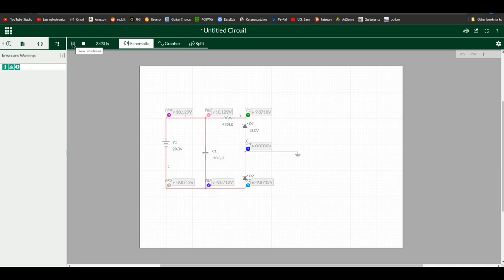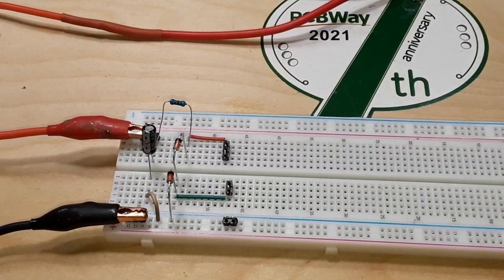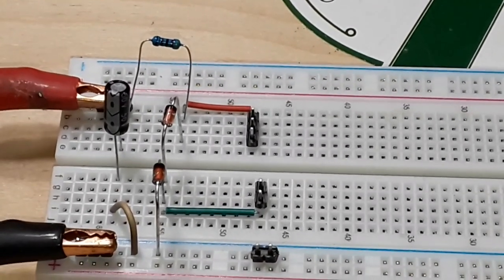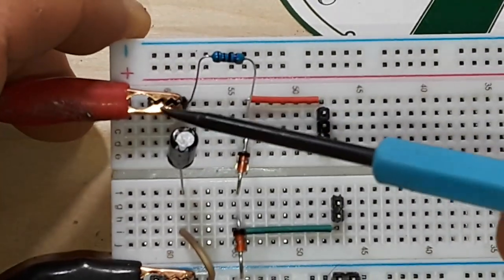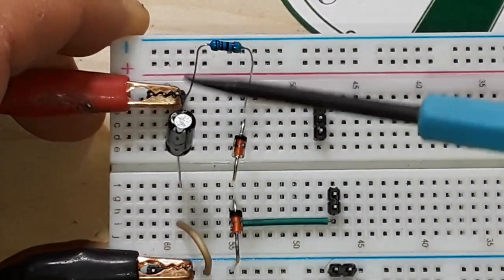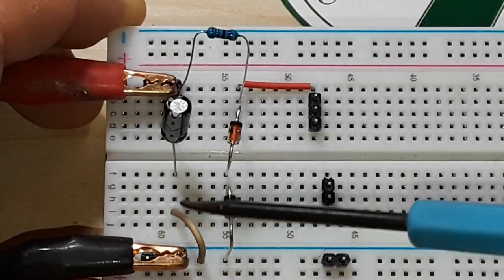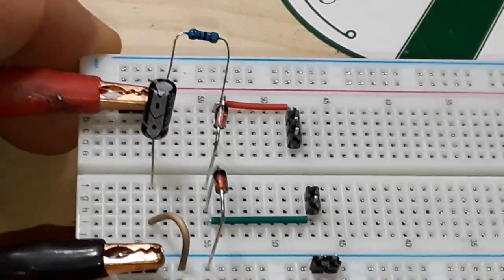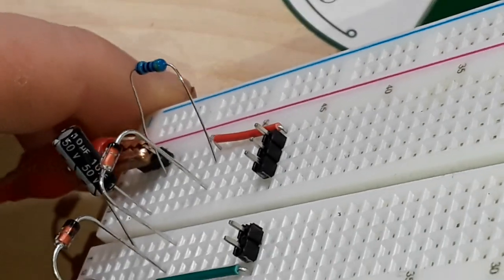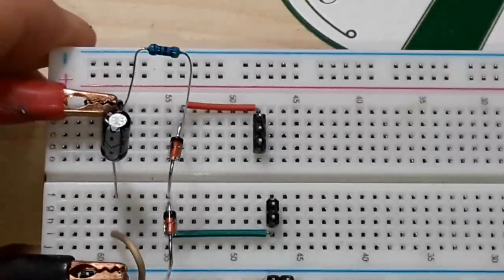Let's go over to the desk and we'll look at the real deal. All right. So here's our circuit setup. We have our positive coming in, negative here. There's our 10 microfarad capacitor. What's that one? 50 volts.